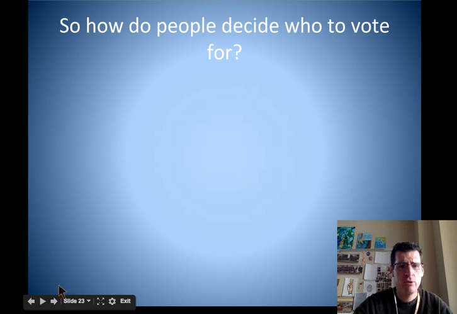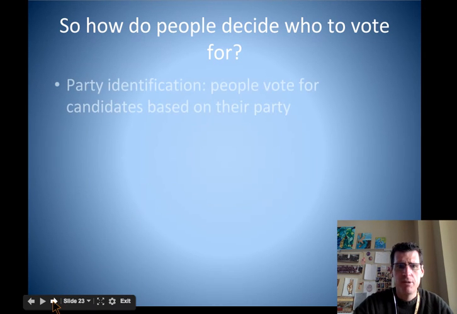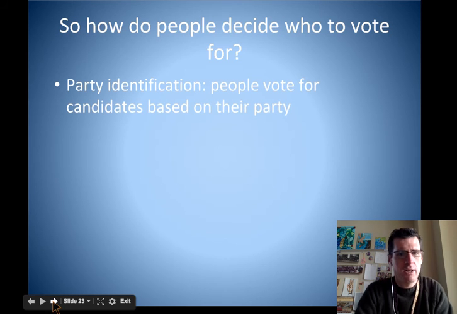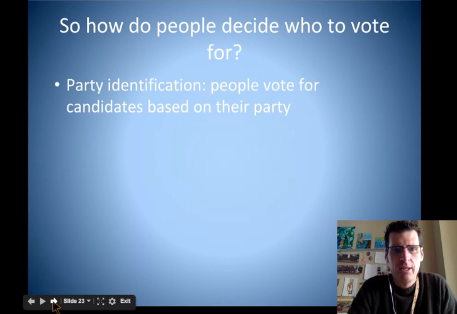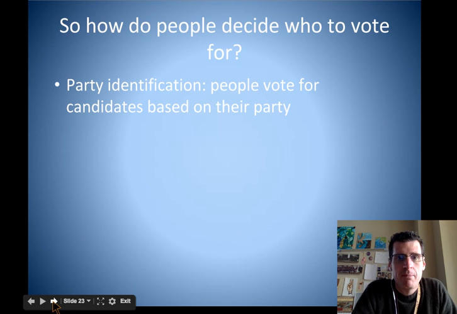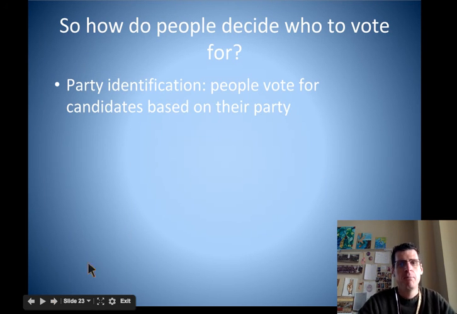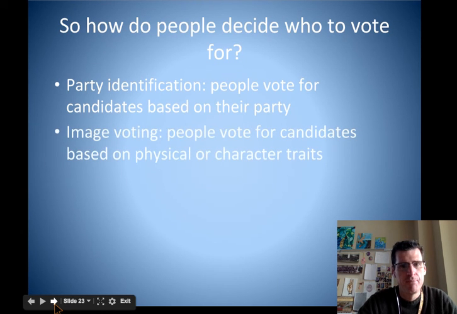So how do people decide who to vote for? This is on every AP exam, the number one reason, the number one determinant is party identification. You'll see it maybe as partisanship. People vote for the candidates based on their party. Lots of people are uninformed. Some people are very strong on one side or another. They're going to vote with the same party every single time, okay?